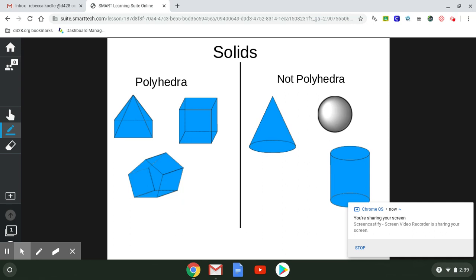Hello everybody, today we are doing Unit 12. It's about 3D shapes and finding surface area and volume. Before we can dig into that type of math, we need to learn some properties of solids. What I have here on this slide is polyhedras and some shapes that are not polyhedras. I want you to take a minute, you can even pause the video, and look at the differences between the two.